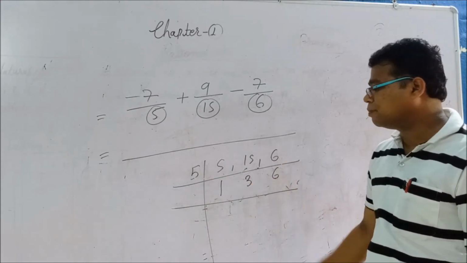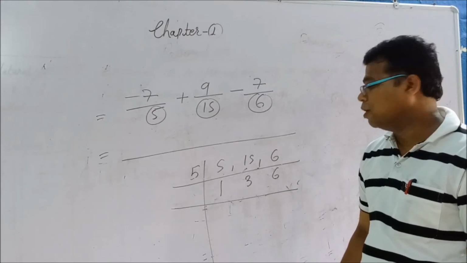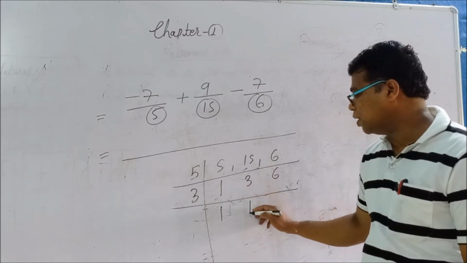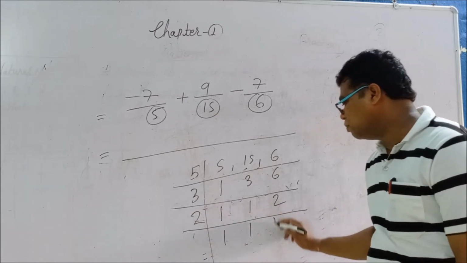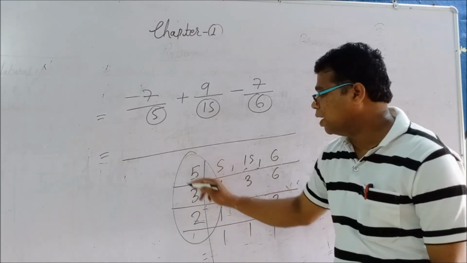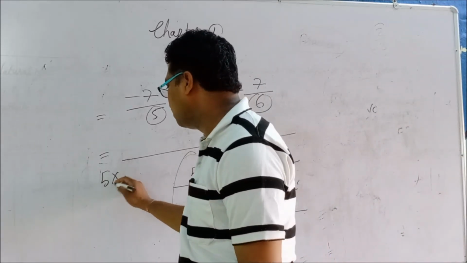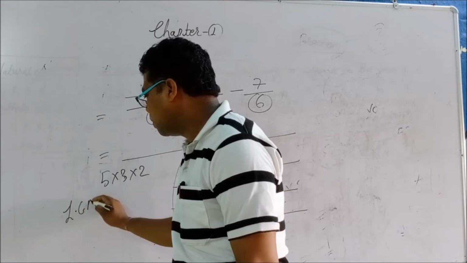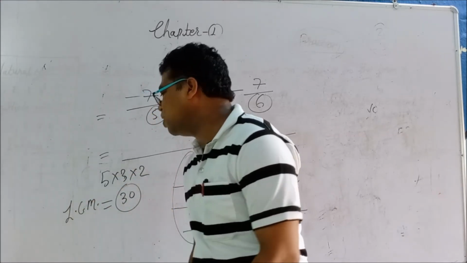Again 3 and 6. Leave the 1. Finally we have to reach till the 1. So what do I have to get? 3. This one same. 3 ones are 3, 3 twos are 6. Same like that 2. 1 1 1. What is the LCM? LCM is the multiplication of these common factors. So 5 into 3 into 2. My LCM will be 5 threes are 15, 2 times is what? 30. 30 is my LCM.